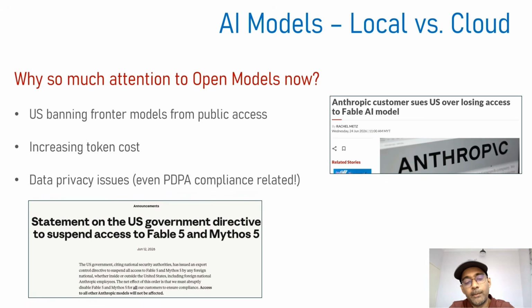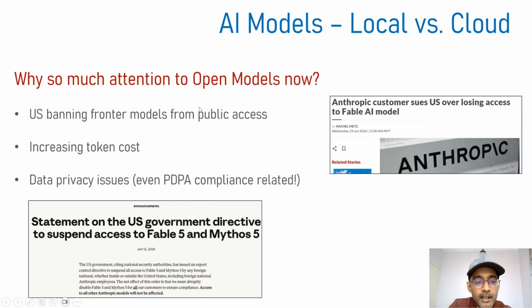When the US banned this Anthropic Fable model because they say it's too good to be given to everybody, obviously it caused a lot of issues for people using the model, who suddenly lost access to it. So it opened up the idea that if you rely on a cloud third-party service provider, where all your data is sitting on somebody else's server and they can just close access like that, it is not a secure or sustainable path for you to follow.